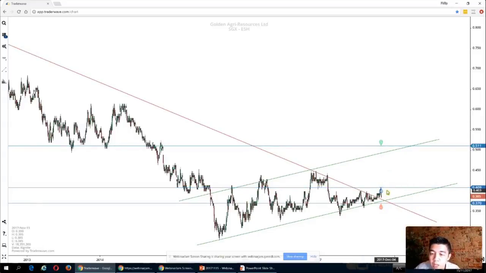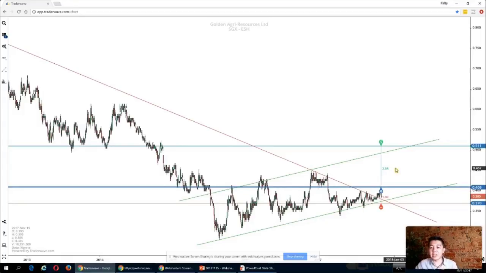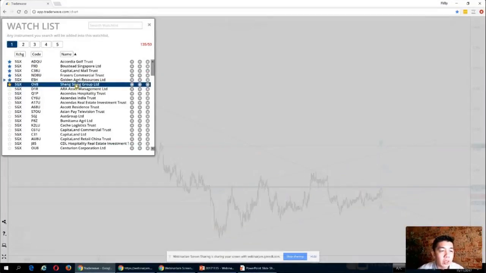It depends on the way you determine the entry level, the way you decide where the stop loss is and where you think a realistic profit taking level is. In this case, this is a key support and resistance level, as well as near where the upper channel boundary is. So with a risk reward ratio of 1:2.5, this could be an idea or a trade that you could potentially be looking at.